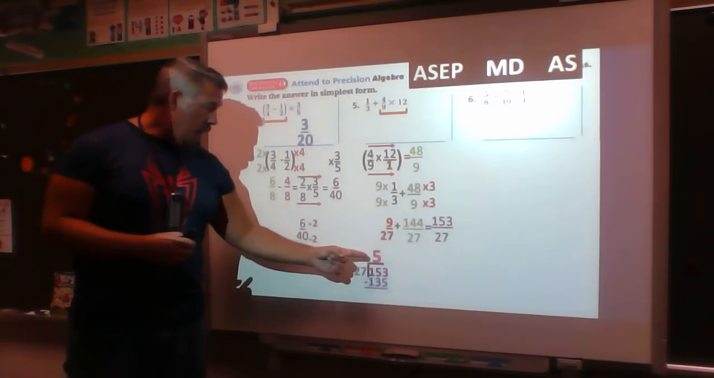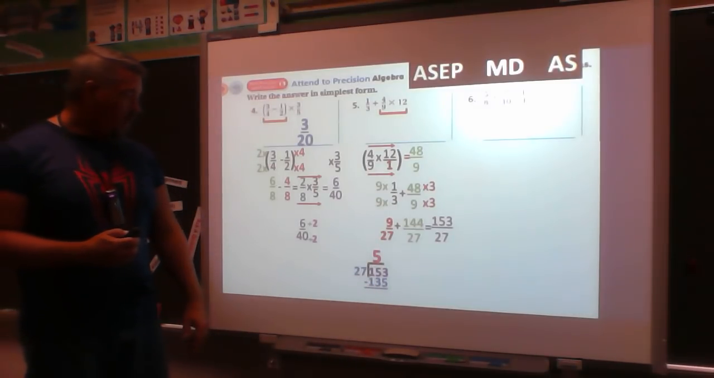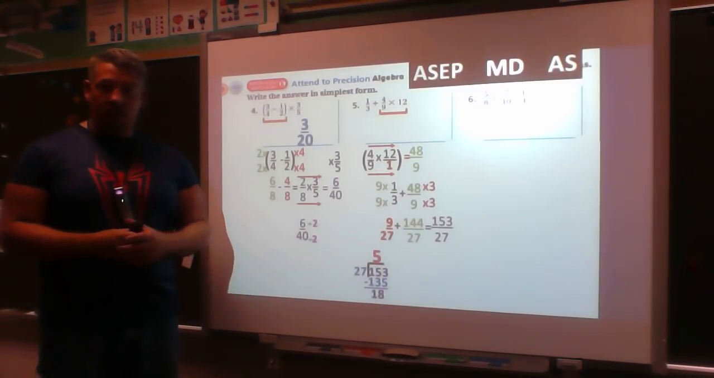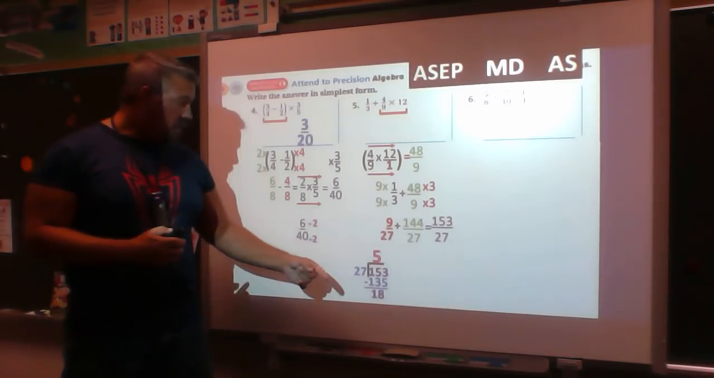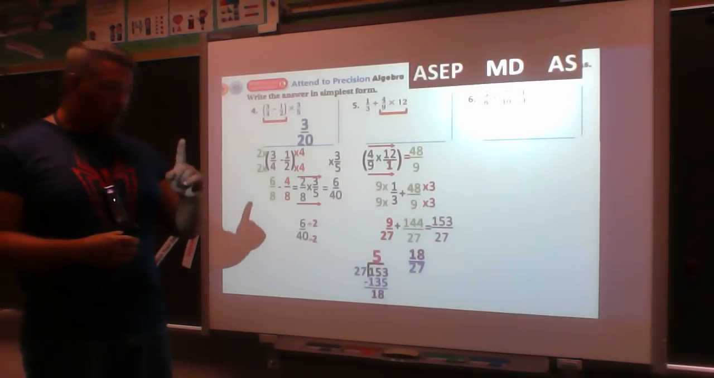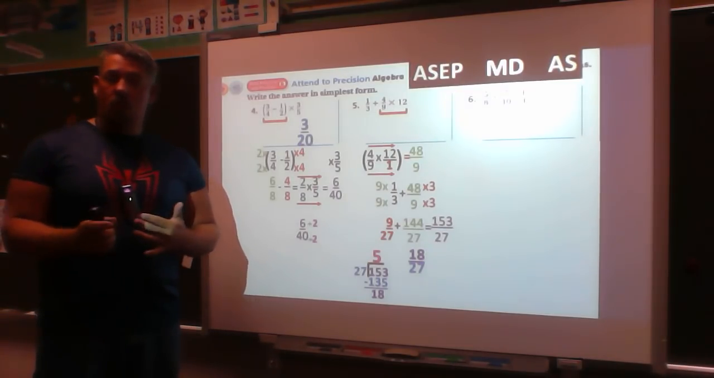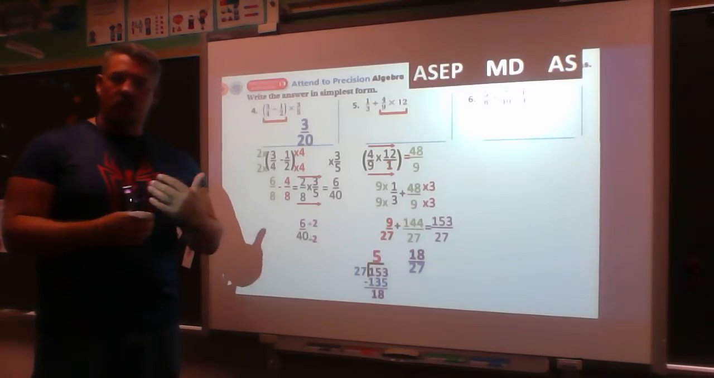So my 5 times 27, getting rid of the stuff, gives me 135. And then I subtract and get a remainder of 18. 18 is my numerator. 27 is my denominator. But what do I notice? Hopefully I notice. If you don't notice right away, do a quick check of your divisibility rules.